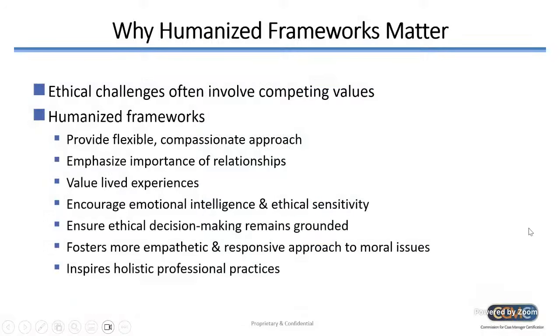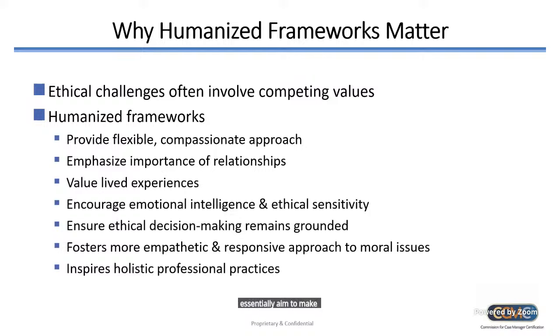So why do humanized frameworks matter? Well, a humanized framework is an ethical decision-making approach that prioritizes human values, dignity, and well-being above all else, often placing a strong emphasis on empathy, compassion, and considering the impact of actions on individuals rather than solely focusing on abstract principles or outcomes.